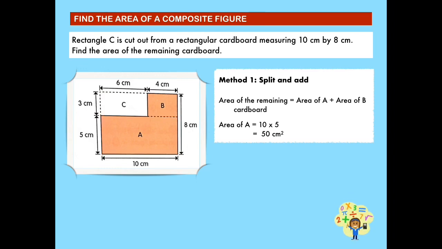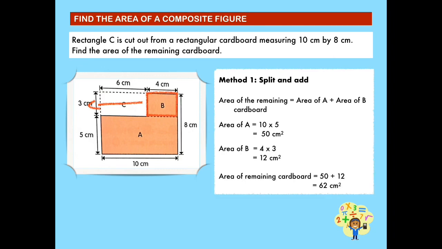Next, let's get the area of rectangle B. To get the area of rectangle B, we simply multiply its length and breadth, which is 4 and 3. 4 multiplied by 3 is 12 square centimeters. The area of rectangle B is 12 square centimeters.